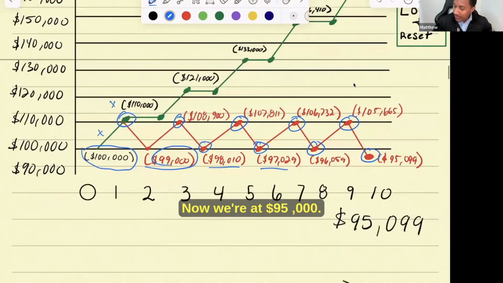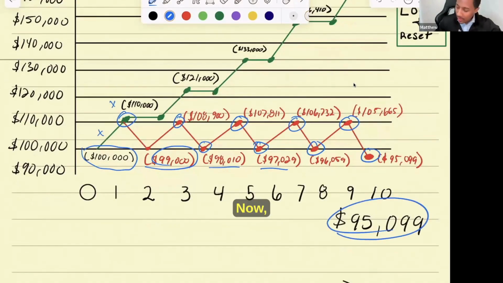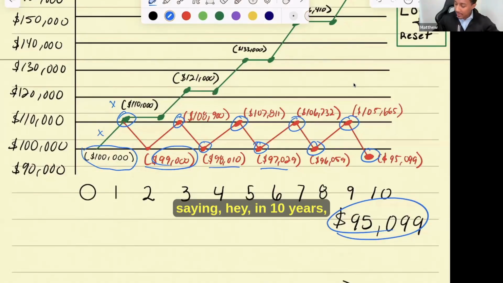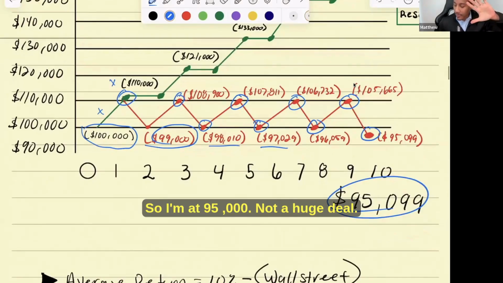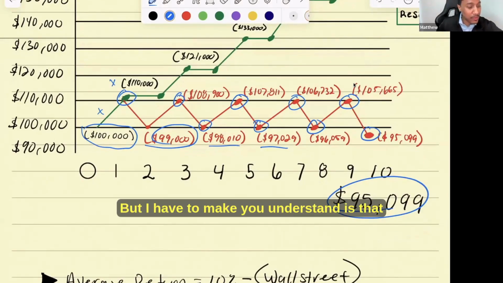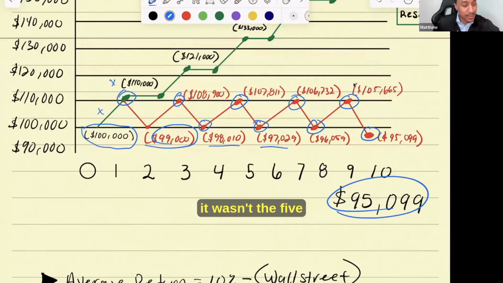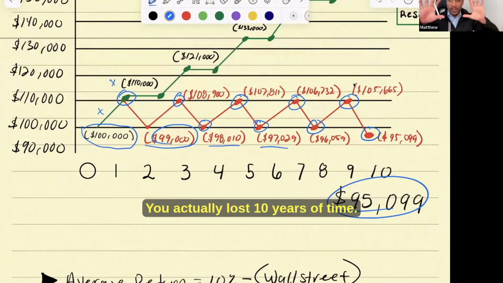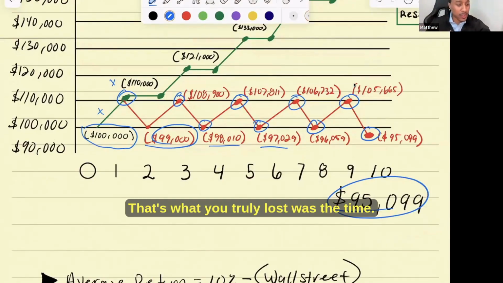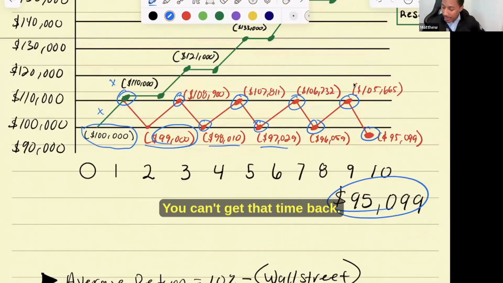Now we're at $95,000. Now, I have gotten feedback saying, hey, 10%, in 10 years, I lost 5,000. So I'm at 95,000. Not a huge deal, but I have to make you understand that it wasn't the 5 grand you lost. You lost 10 years of time. That's what you truly lost was the time. You can't get that time back.